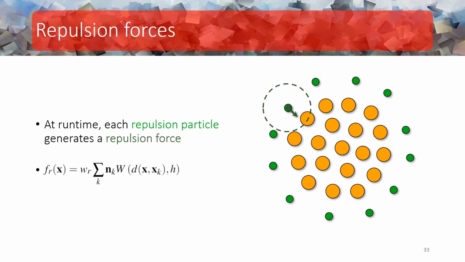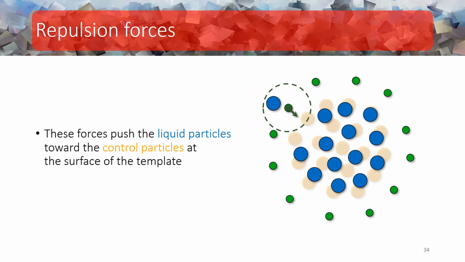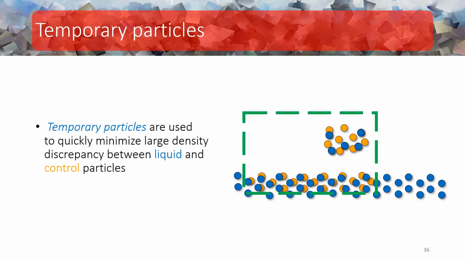During the simulation, each repulsion particle generates a repulsion force on the liquid particles located in its neighborhood. These forces push the liquid particles toward the template surface. In some cases, the dynamics of the liquid prevents the liquid from spraying into regions covered by liquid in the template. In other cases, the amount of liquid nearby may not be sufficient to rapidly drag it in to reproduce the whole template.